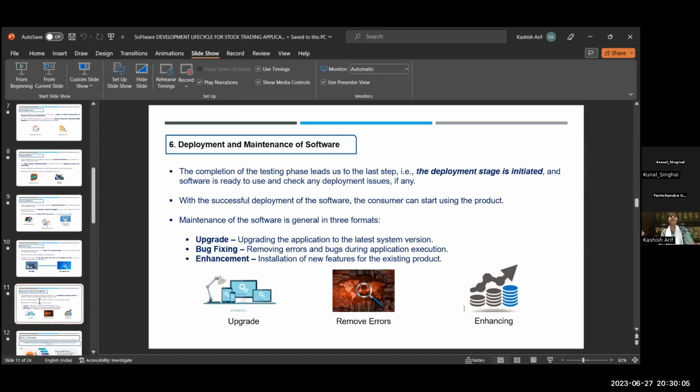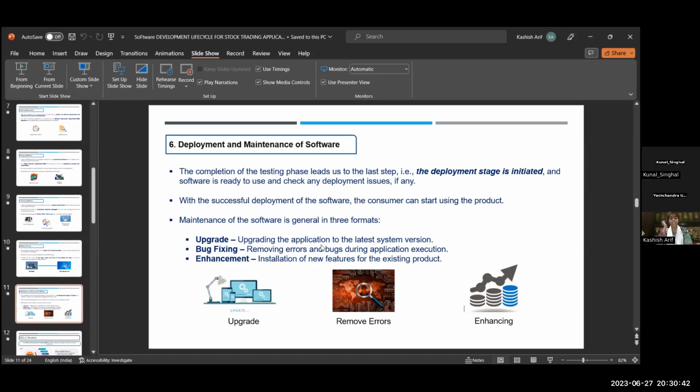Sixth phase is deployment and maintenance of software. The completion of the testing phase leads us to the last step, where the deployment step is initiated and the software is ready to use, and we check for any deployment issues. With the successful deployment of the software, the consumer can start using the product. Maintenance of the software is done in three formats: upgrade, bug fixing, and enhancement. In this phase, we deliver the software to clients.